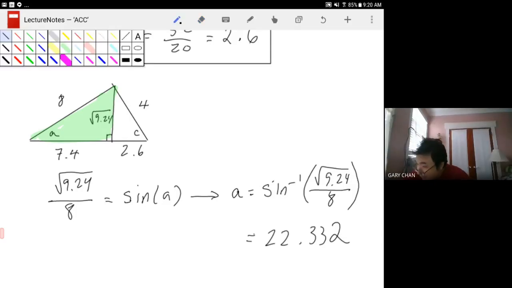Okay, so we have angle A. Right now, is angle B easier to solve or is angle C easier to solve?